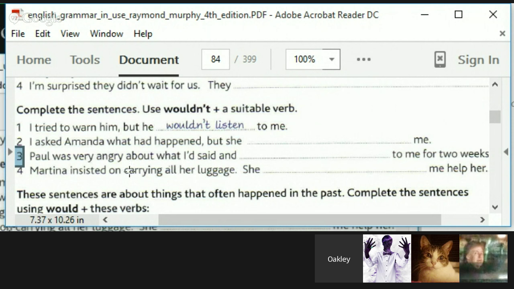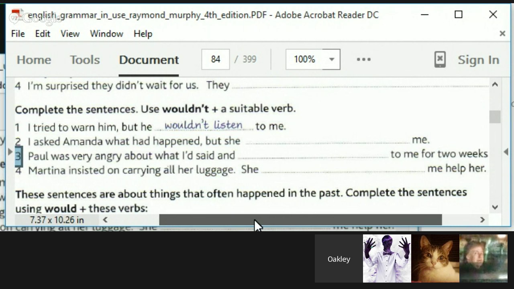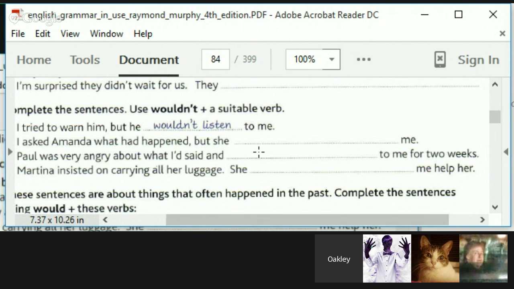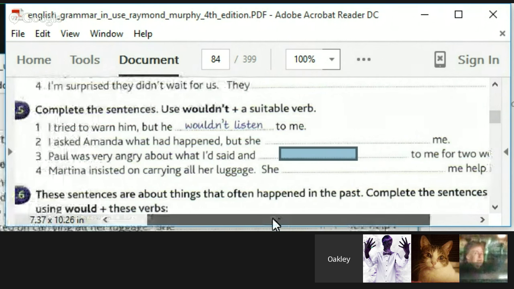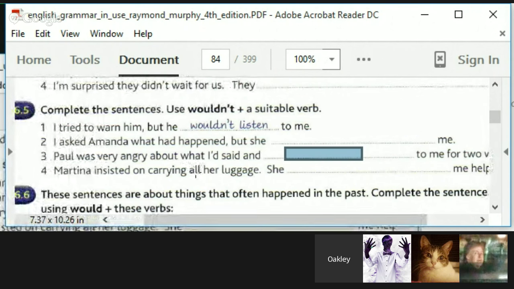Carolina, number 3. Paul was very angry about what I said, and he wouldn't talk to me for 2 weeks. Perfect. Exactly. So we're reporting something others said and did. So would is acting like the past tense of will here.